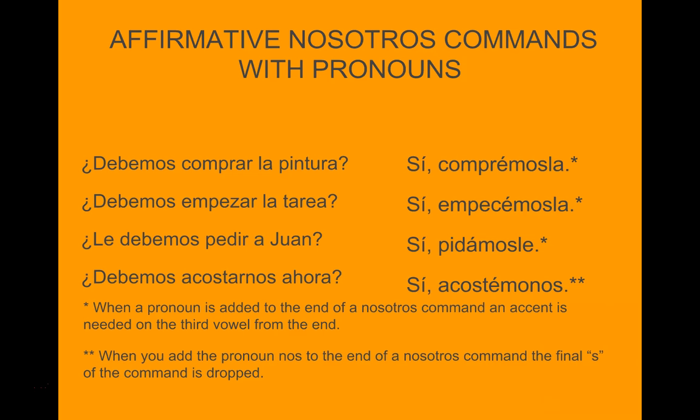When we are using a reflexive verb and we add nos, we drop the S of the command. So rather than saying acostémosnos, which sounds a little awkward, Spanish speakers are going to drop the S of the command and simply say acostémonos. Same rule applies with the accent mark on the third syllable from the end.